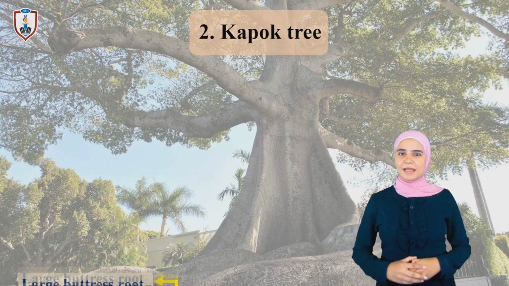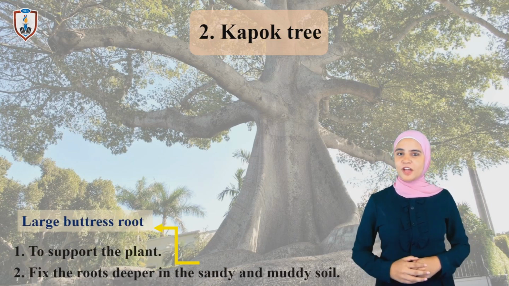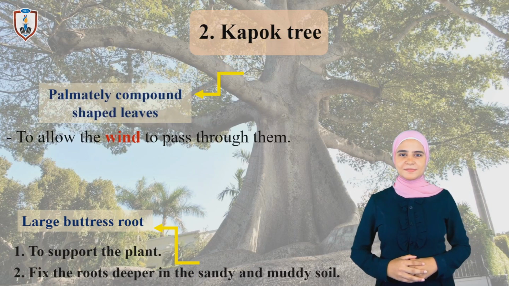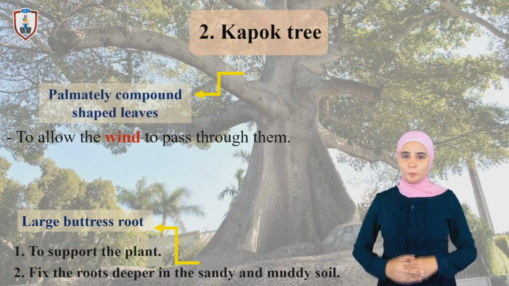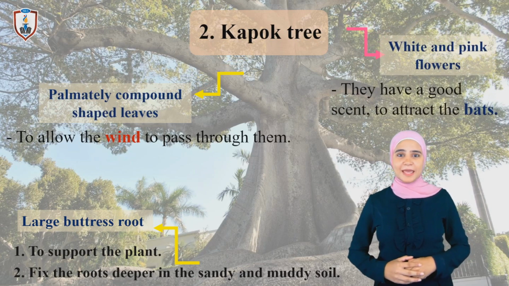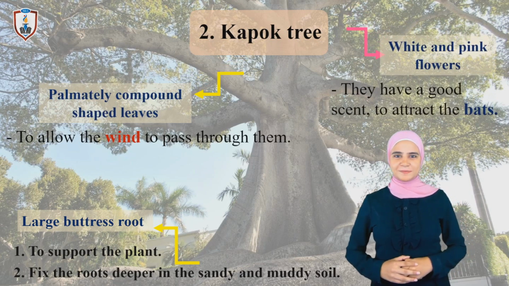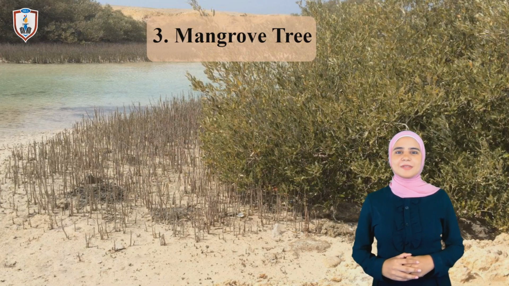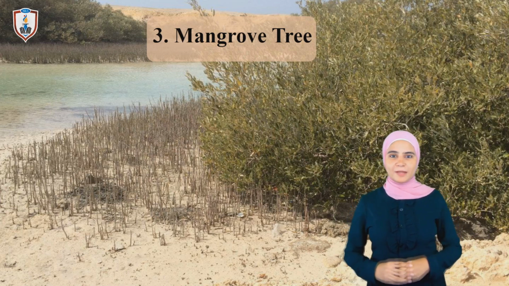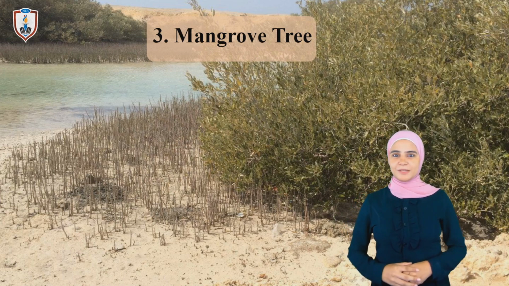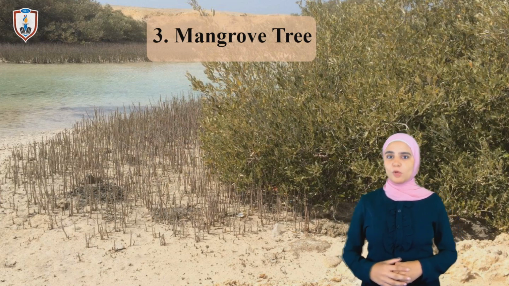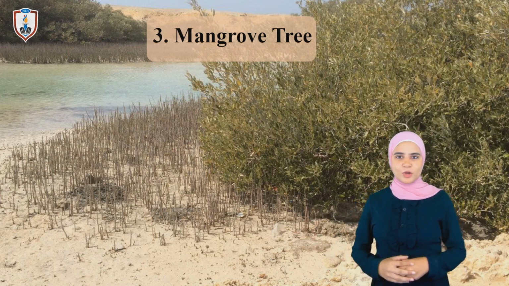So we said that the kapok tree has a very special type of roots called buttress roots. What else? It has palmately compound leaves. Also it has pink and white flowers. Let's move to another type of plant which is called the mangrove tree. When we look here, we can find something strange.